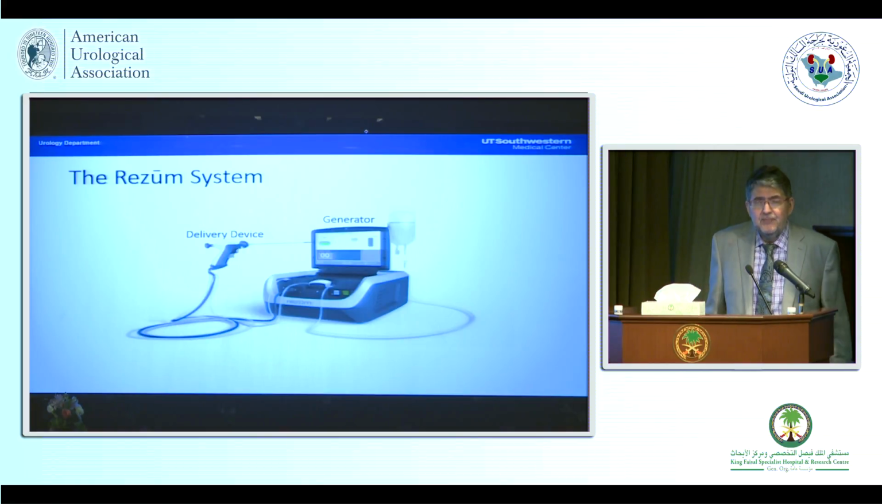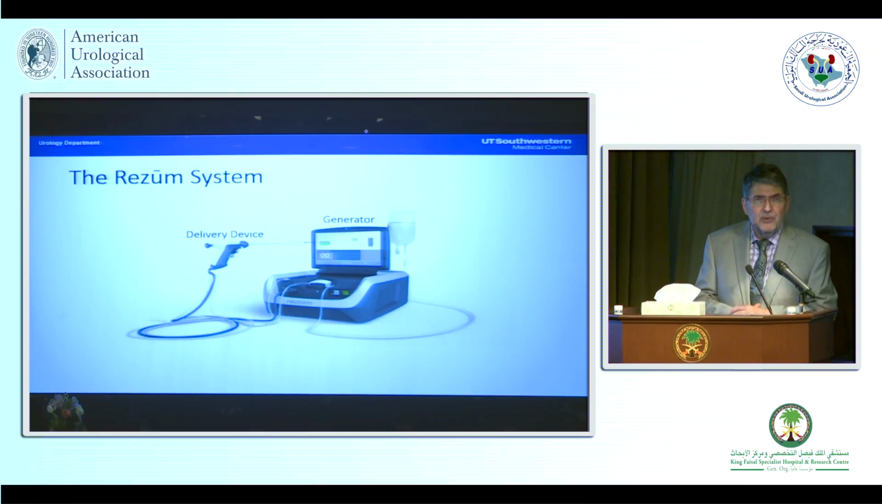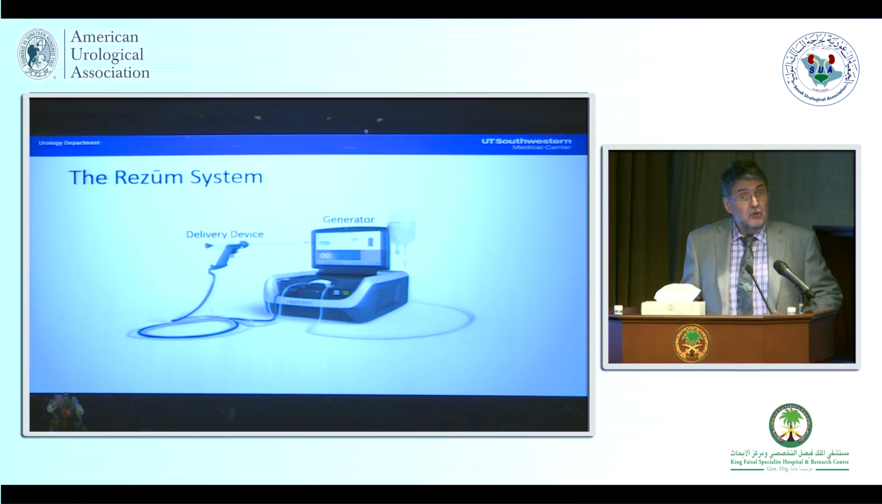The Rezum system, and I don't know if this is widely available in other parts of the world really, but it's certainly available in Europe and the United States. It is a treatment that is based on the power of steam. So water is heated to vapor by heating it with radio frequency energy. And when you do that, you put a lot of energy in the water and the steam holds that energy.